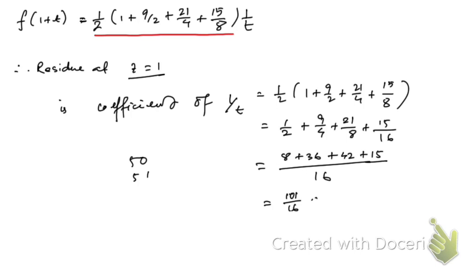So this is our answer. What is the answer? 101 by 16. Hope you have understood this.